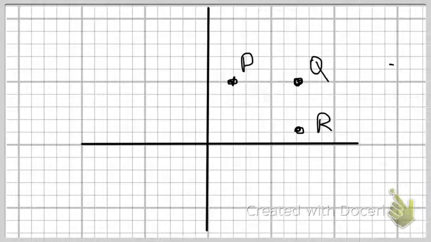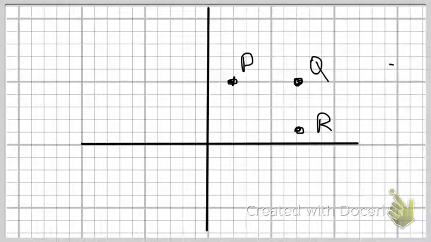Okay, so this is number 15 on page 316, I believe. It's the Chapter 5 mid-chapter quiz. We are given 3 points. Here they are, P, Q, and R. They are (2, 5), (8, 5), and (8, 1). As you can see, they form a right triangle.